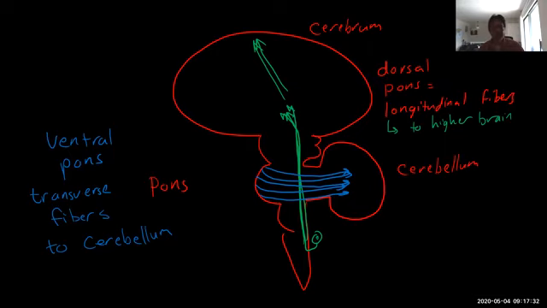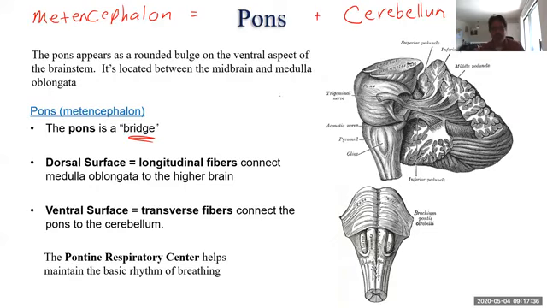And we can actually see this when we take a look at the pons. So here we are back at the pons. You can just kind of see this nice big swelling, and these fibers are making their major connections back to that cerebellum like that. And if you look at this pons from the front, now you can kind of see them going back like this. And unfortunately, the cerebellum's removed in that picture, but that's their final destination. So dorsal surface, longitudinal fibers to the higher brain, whereas the ventral surface is having those transverse fibers going to the cerebellum.